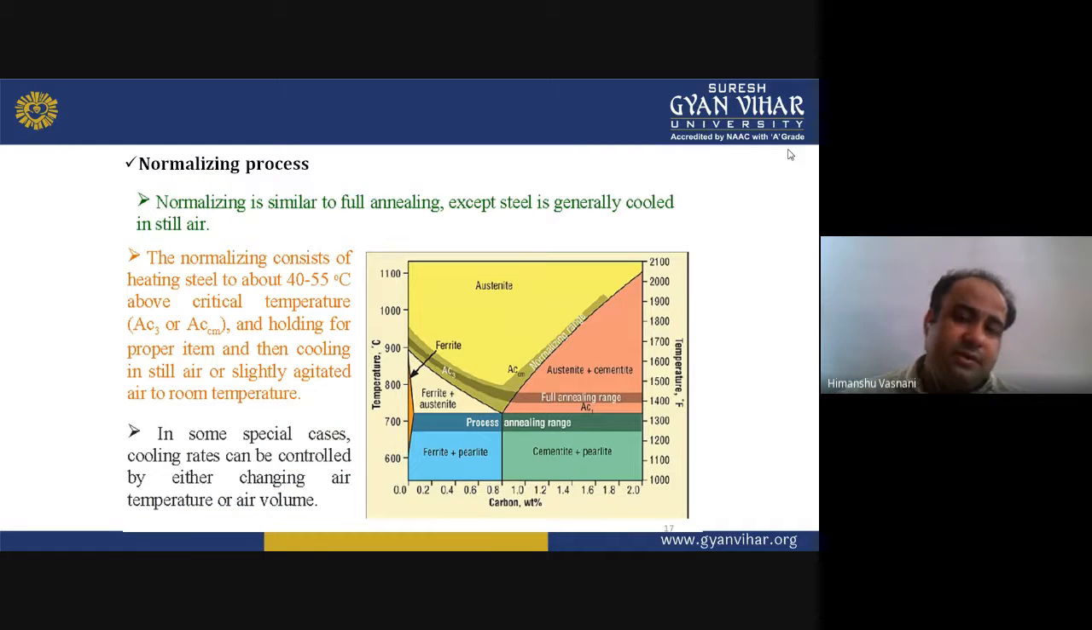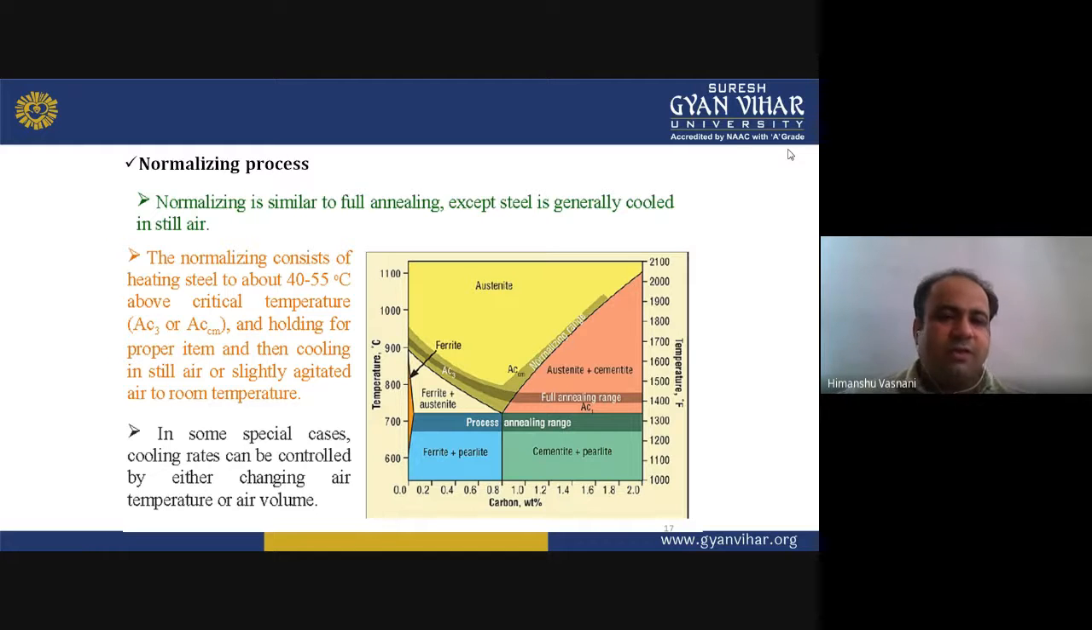The normalizing process is the second process that we studied. You can see in the diagram there is a normalizing range shown above the AC3 line. Normalizing is similar to annealing, except steel is generally cooled in still air. Normalizing consists of heating the steel to about 40 to 50 degrees centigrade above the critical temperature, shown by AC3 or ACM, holding for the proper time and then cooling in still air or slightly agitated air to room temperature.